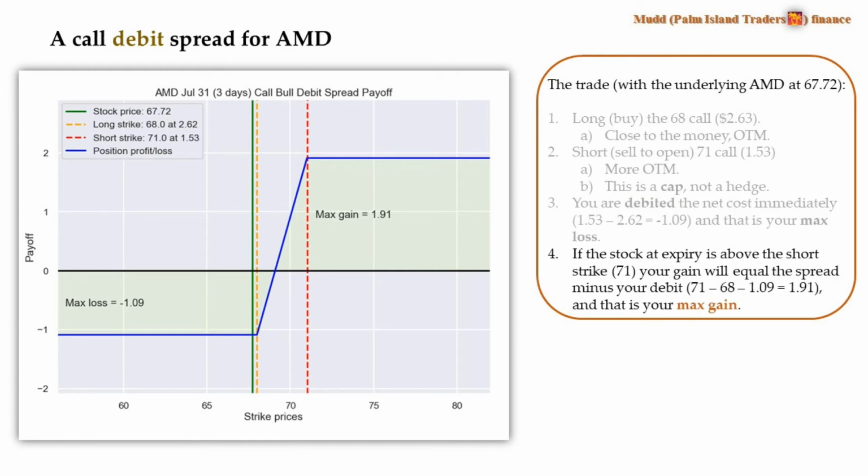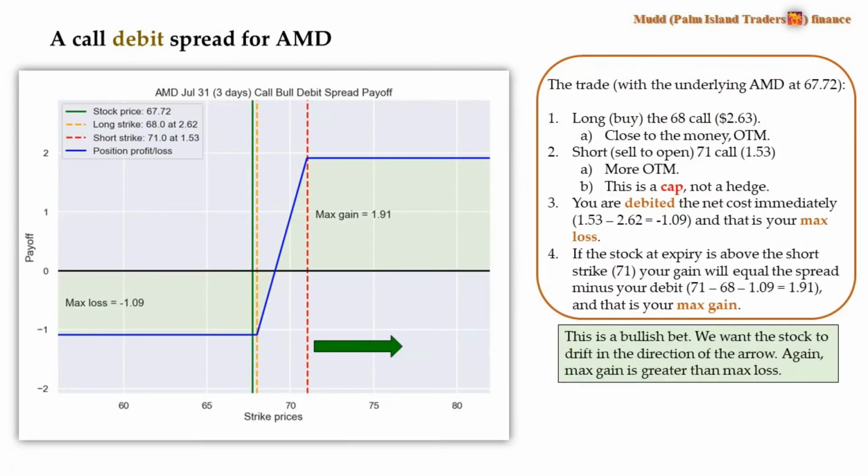And if the stock at expiry is above the short strike, 71, your gain will equal the spread minus your debit, or $1.91, and that's going to be your max gain. And clearly this is a bullish bet. We want the stock to drift in the direction of the arrow. And again, the max gain is greater than the max loss.